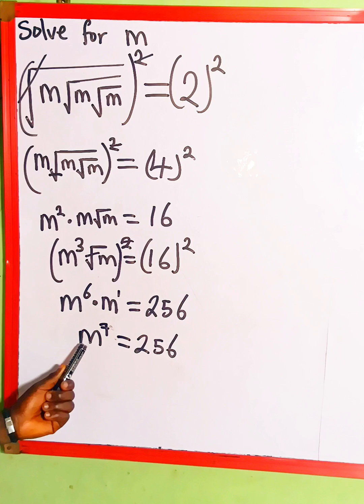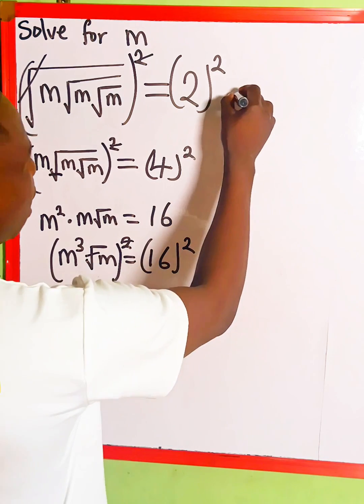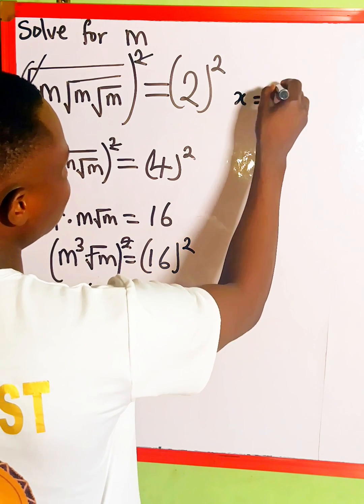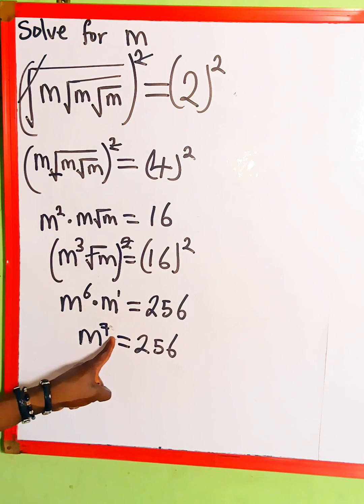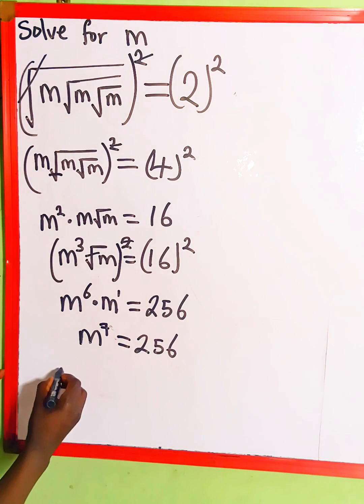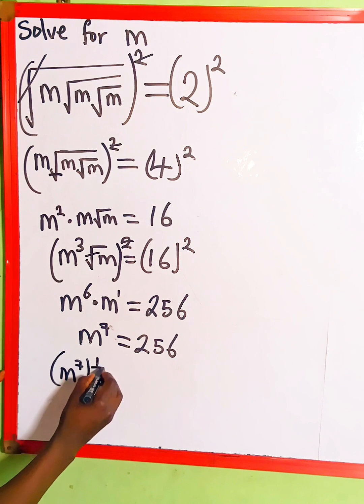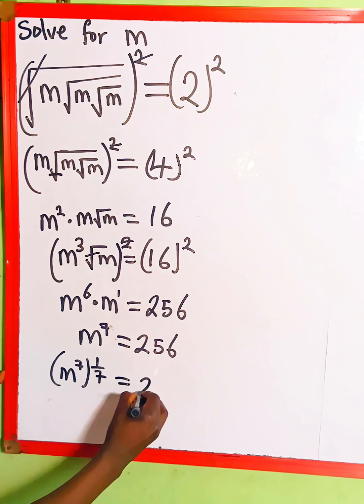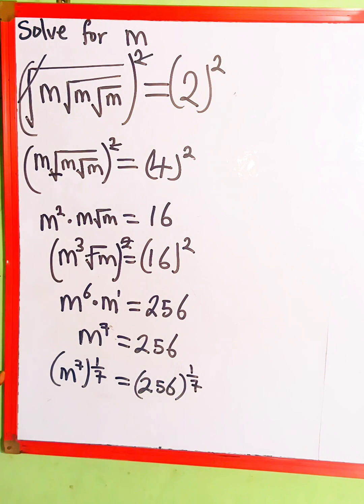And on the left hand side here, we have m to power 7. So how are we going to delete this 7? By raising both sides to the inverse of 7. Remember, when we have x, the inverse of x is the same as 1 over x. So therefore, the inverse of 7 here is the same as 1 over 7. So we're going to have m to power 7 raised to the power of 1 over 7, which is equal to 256 raised to the power of 1 over 7. So that this 7 is going to cancel the 7.